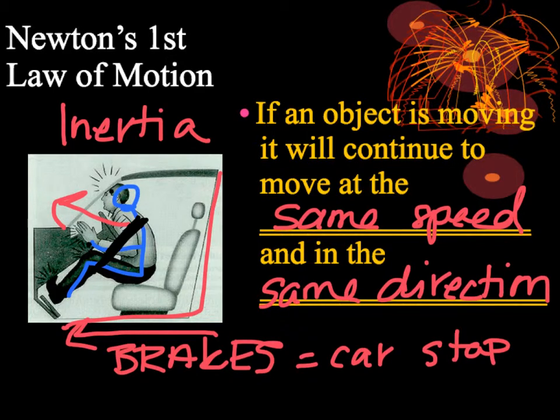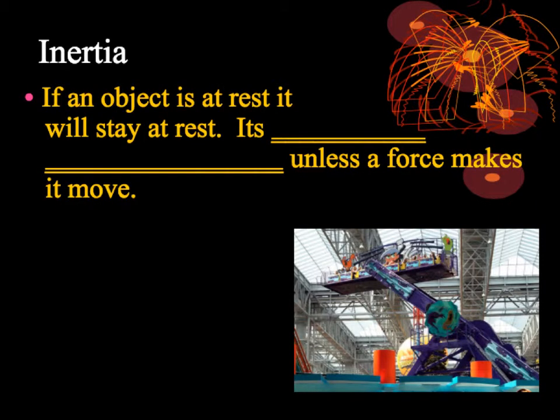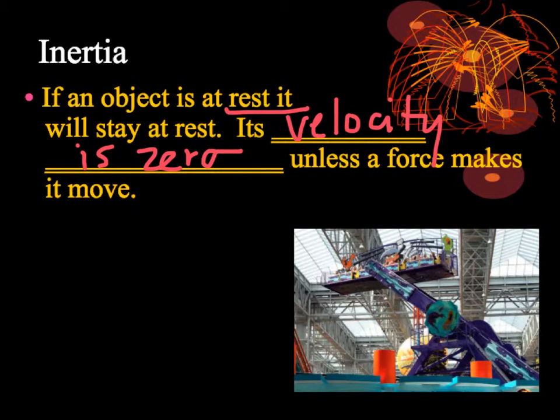So again, objects in motion will stay in motion at that same speed and same direction until that unbalanced force acts on them. The second part of the law, of course, reminds us that if it's at rest, it will stay with a velocity of 0, motionless until that force makes it move.